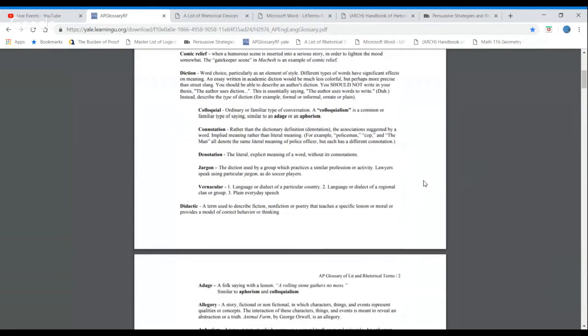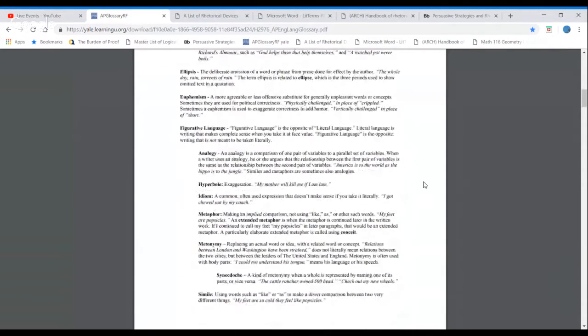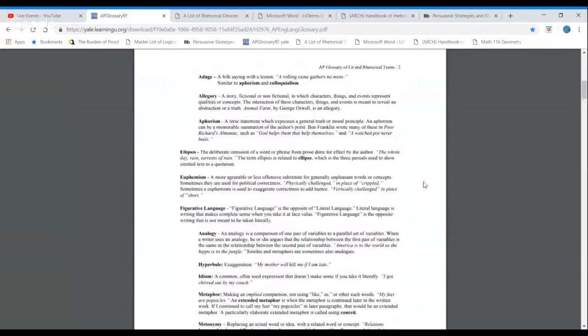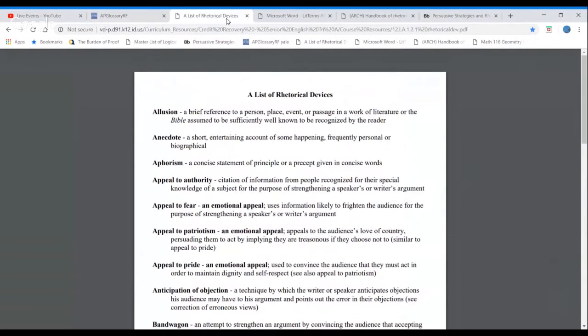Some more here. I'm not going to read them all. I'll look at a few of them. It's this one that I wanted. Where is it? This one. A list of rhetorical devices.